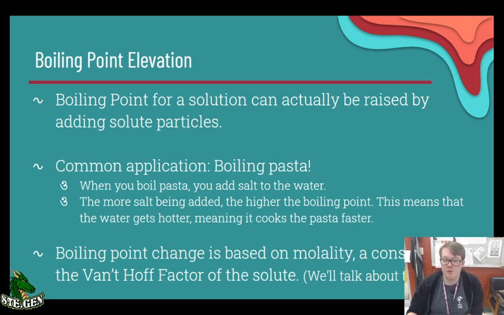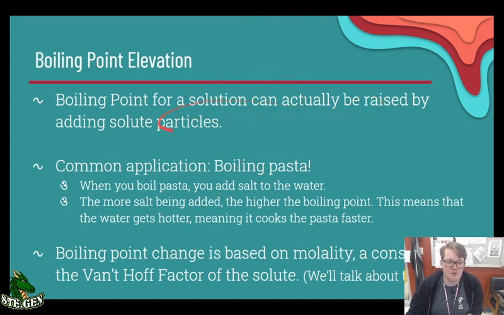The most common example for adding something to change the boiling point is salting your pasta water. When you boil pasta, you add salt to the water. More salt being added means a higher boiling point. That means the water gets hotter, and that means it cooks the pasta faster.